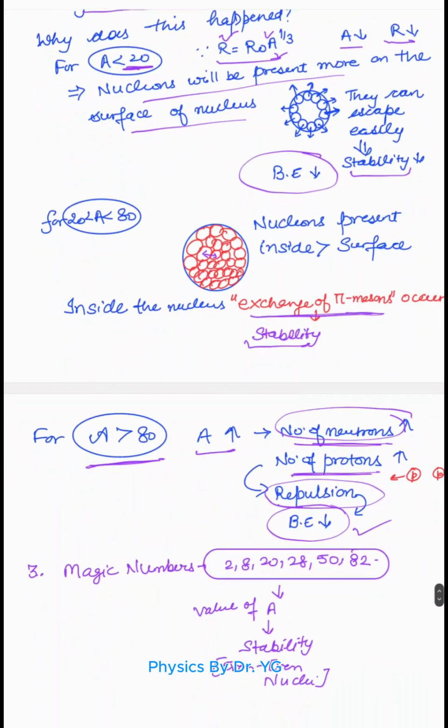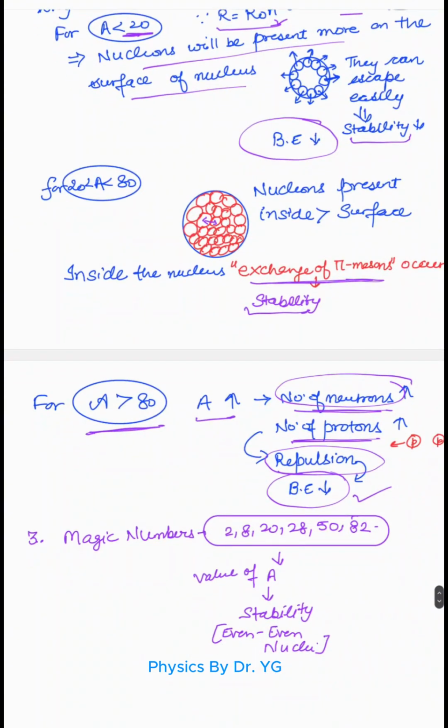Now, lastly, we must remember these numbers: 2, 8, 20, 28, 50, 82. I want all of you to speak loud with me while watching this video, these numbers. In this way you will remember these. First is 2, second is 8, third is 20, fourth is 28, fifth is 50, and sixth is 82. These are the magic numbers.